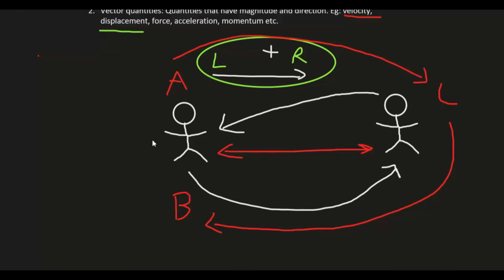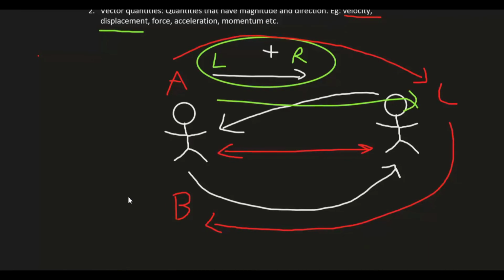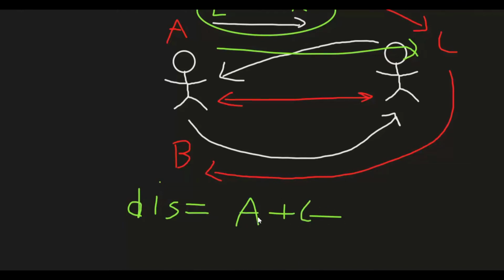So if I am to calculate the distance traveled by my friend, first I have to find the distance between A and C, right? And then I'll find the distance between C and B, which is practically the same distance. So I will say that my friend's distance traveled is A to C plus C to B, right?